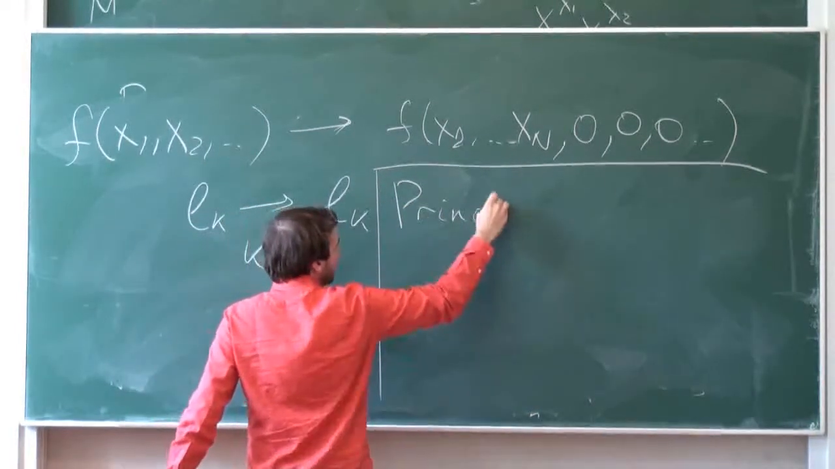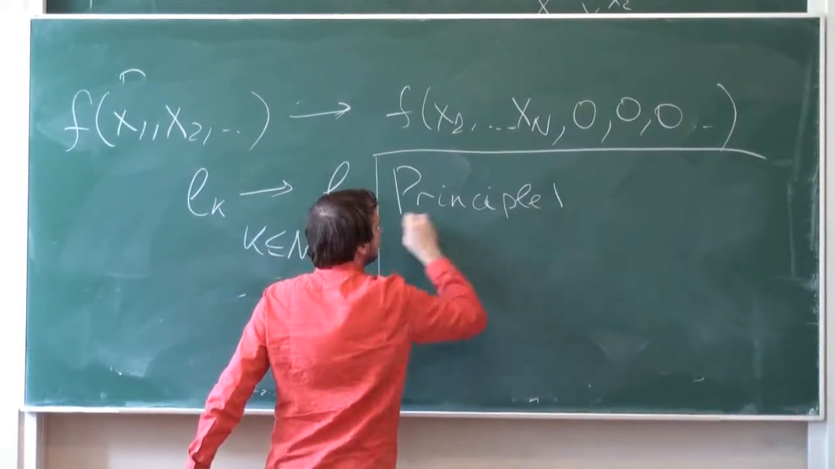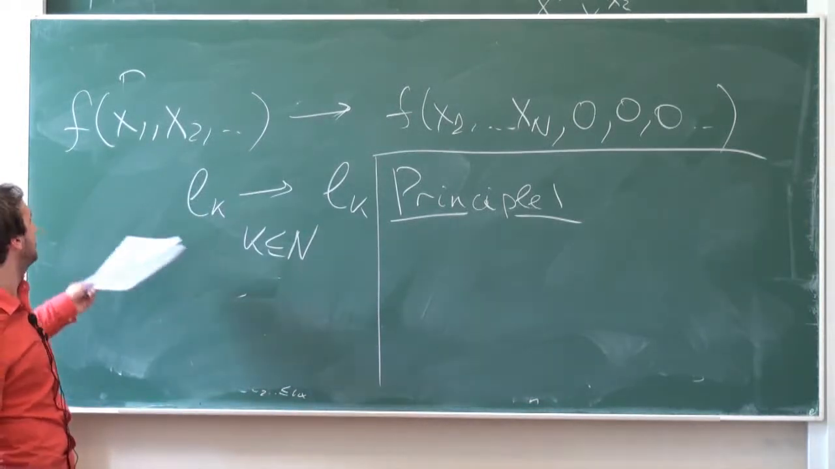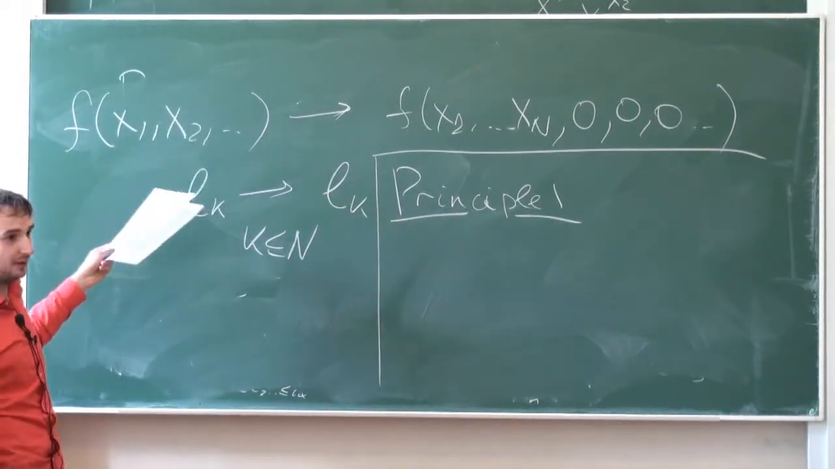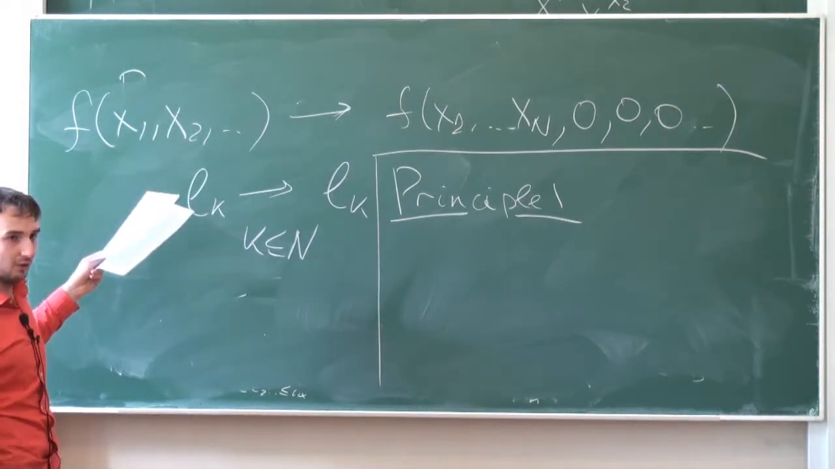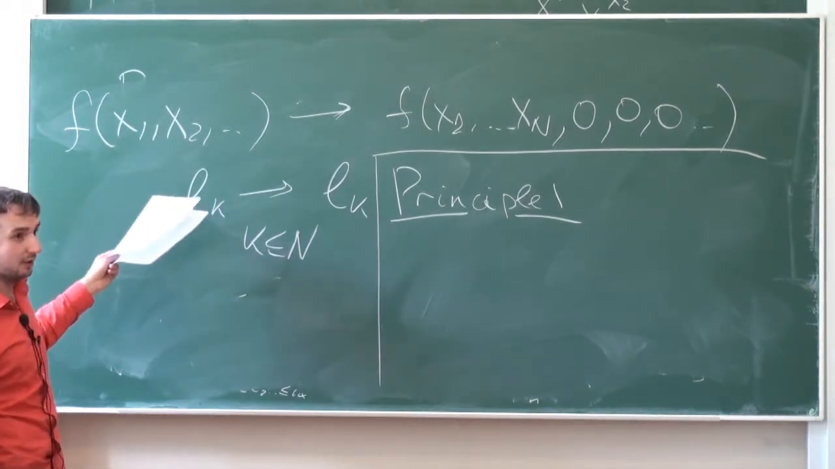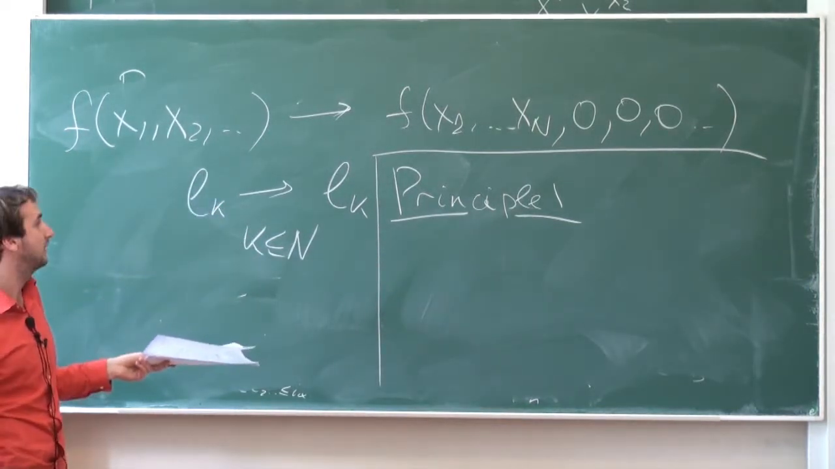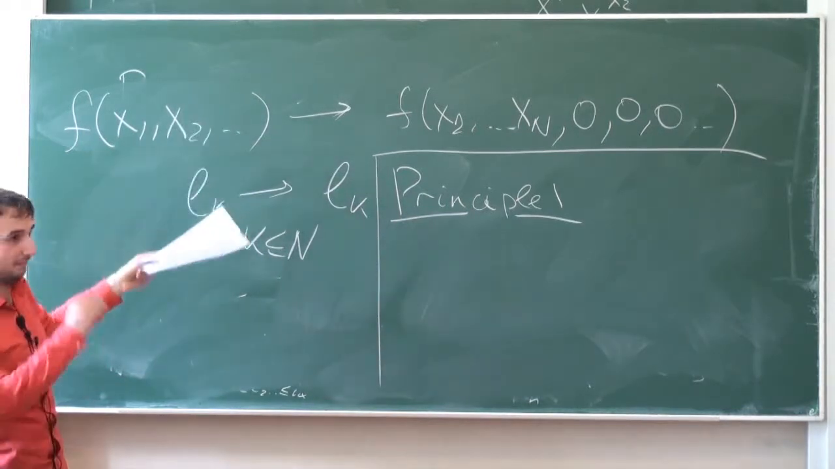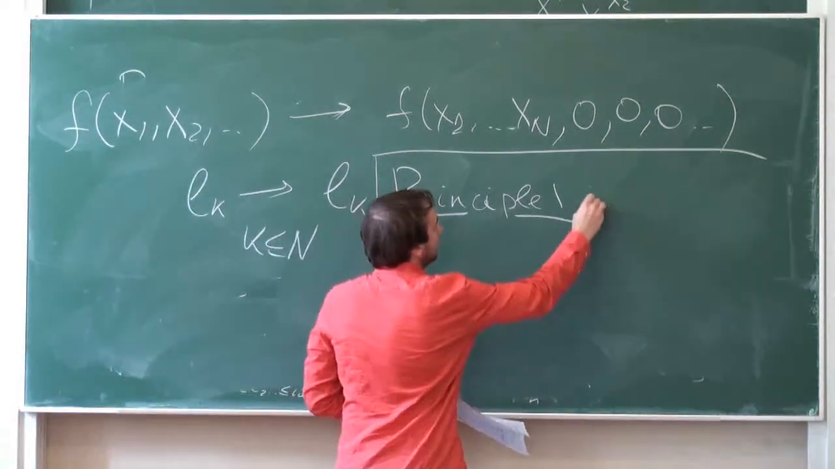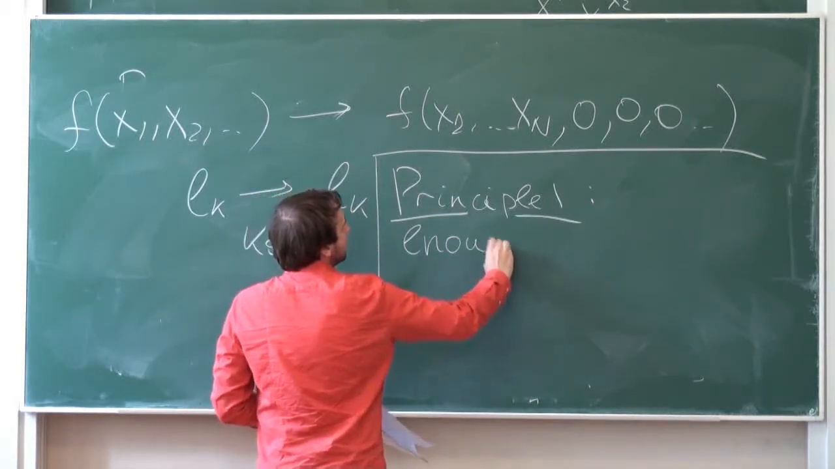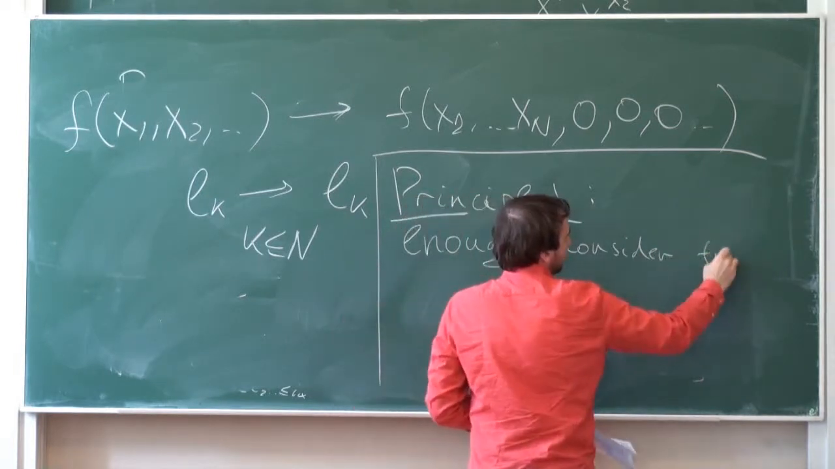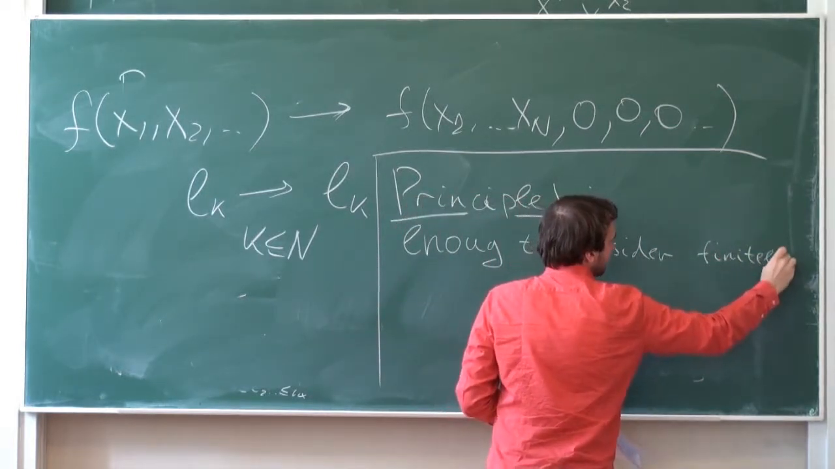So principle one is the following. If you want to prove some formula, some finite formula involving symmetric polynomials in infinitely many variables, then it is always enough to consider only a finite collection of variables, as soon as the number of variables is large enough. This follows just because this is a bijection. So this is principle one. It is enough to consider finitely many variables if this number is large enough.